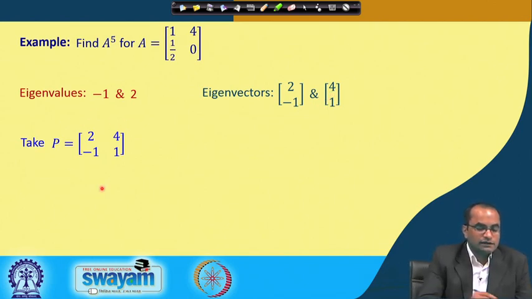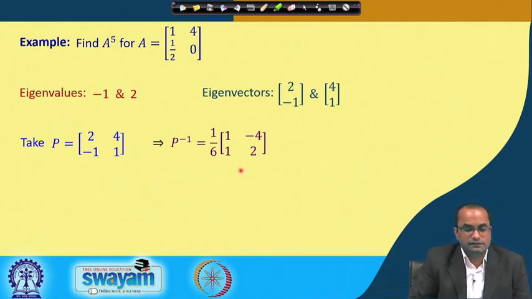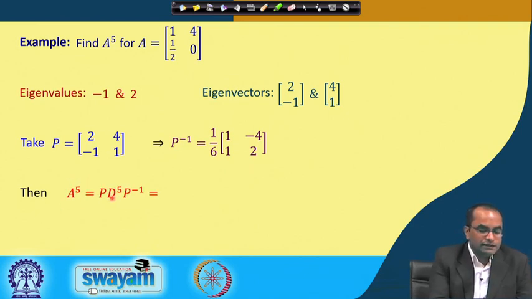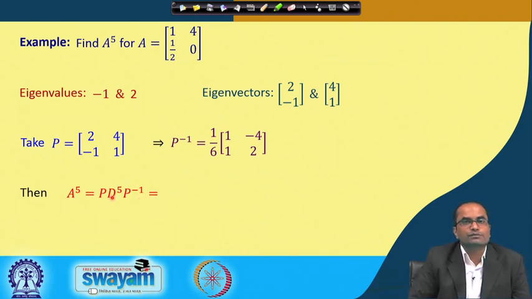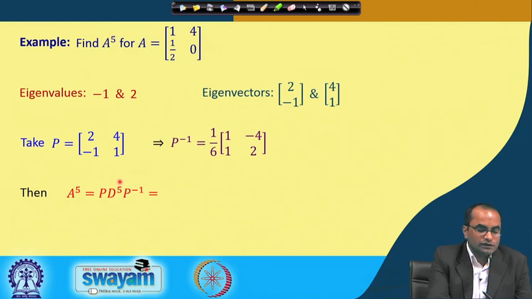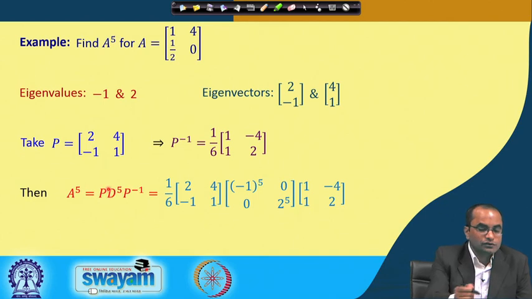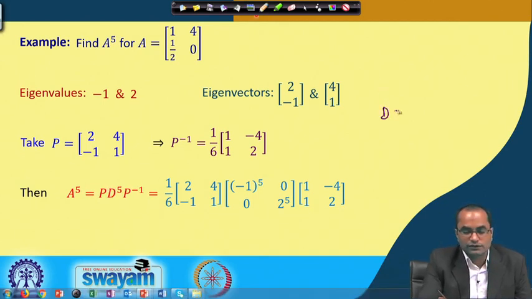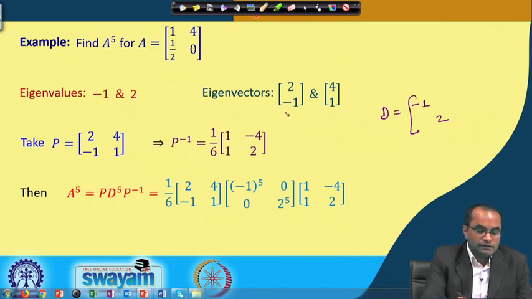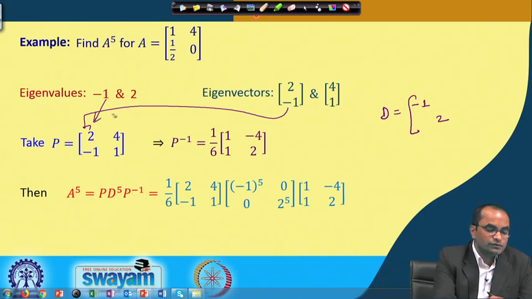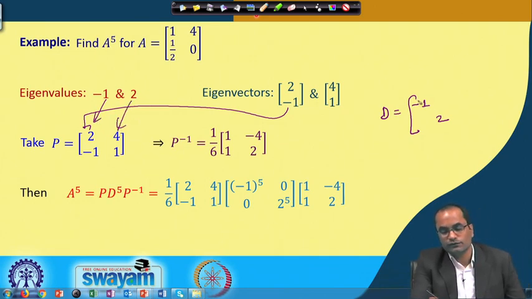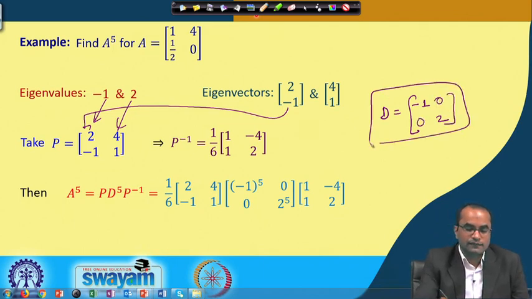Having this model matrix, we can compute P inverse easily, and then A power 5 as per our discussion in the earlier slide. So, we have P, D power 5 and P inverse. We have to get the power of the diagonal matrix, and then multiply by P and P inverse. So, looking at this, we have P inverse, and then what will D be? We have the eigenvalues -1 and 2. D will simply be these eigenvalues placed in the same order as we placed the eigenvectors in P. The first was corresponding to -1, the second corresponding to 2. Therefore this order is maintained in the eigenvalues. So, that is the matrix D here.